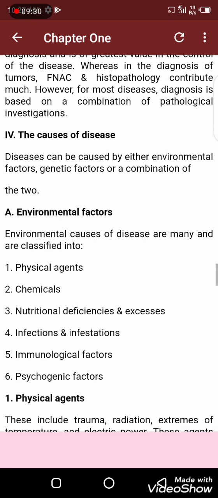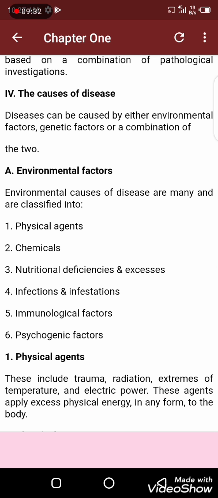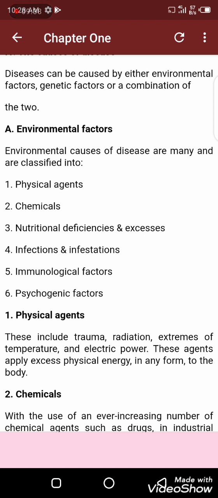So now we are coming to discuss the causes of disease. Disease can be caused by either environmental factors, genetic factors, or a combination of the two. Environmental causes of disease are many and are classified into physical agents, chemicals, nutritional deficiencies or excesses, infections or infestations, immunological factors, and psychogenic factors.